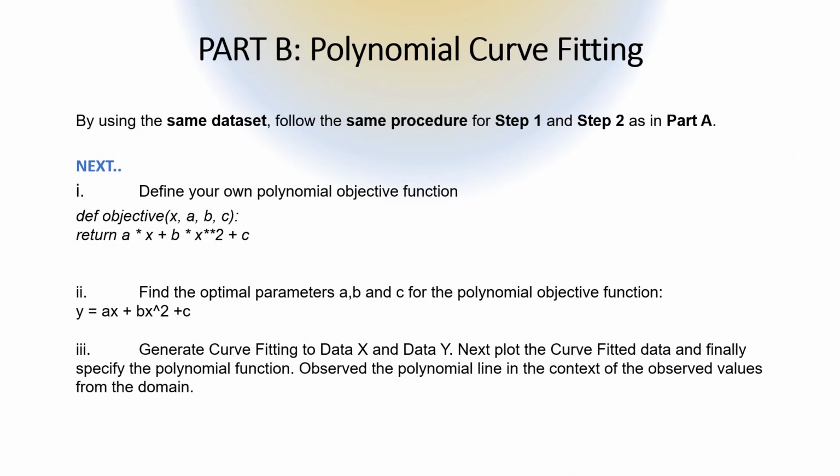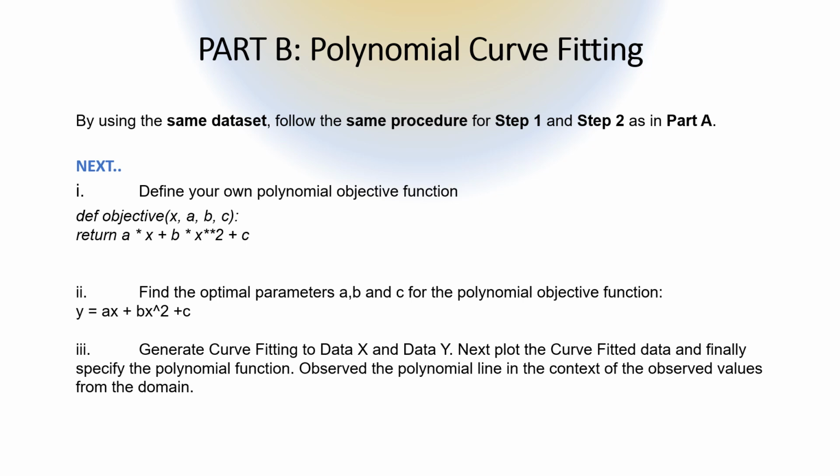For part B in this experiment, let's try a polynomial regression model by adding squared terms to the objective function. Using the same dataset, follow the same procedure for step 1, import heading, and step 2, load dataset, as in part A. Next, define your own polynomial objective function. def objective(x, a, b, c): return a * x + b * x**2 + c.